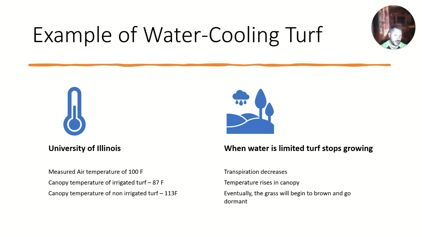When water is limited, turf stops growing. Makes sense, right? If it's one of the most vital things for plants to survive and grow, it's going to need it. And if it doesn't have it, it's going to stop growing. But why does it stop growing? It's because transpiration decreases, the temperature of the canopy rises, and eventually, if there's not enough water, the grass will begin to brown and go dormant. Let's go to the next slide.